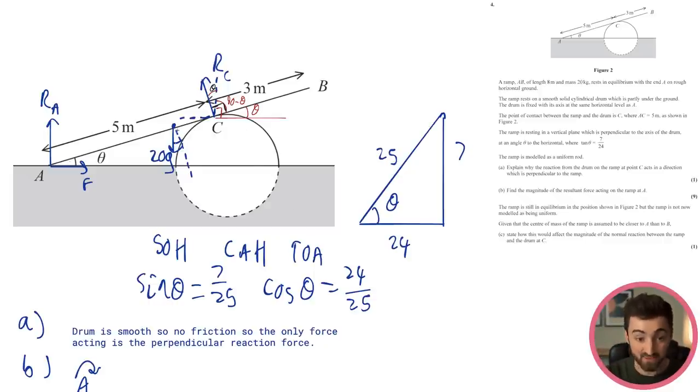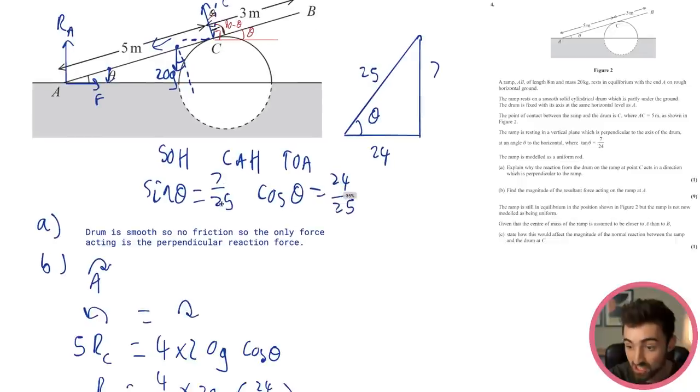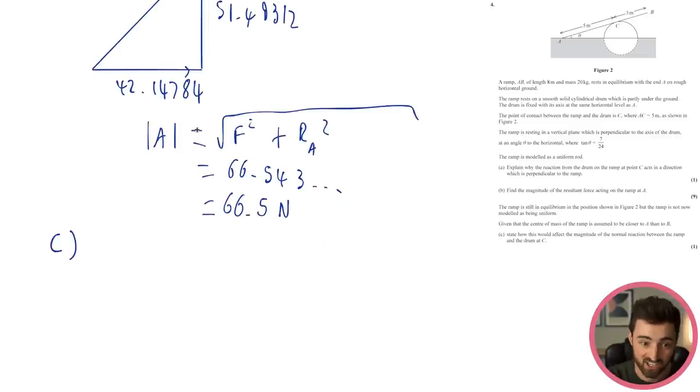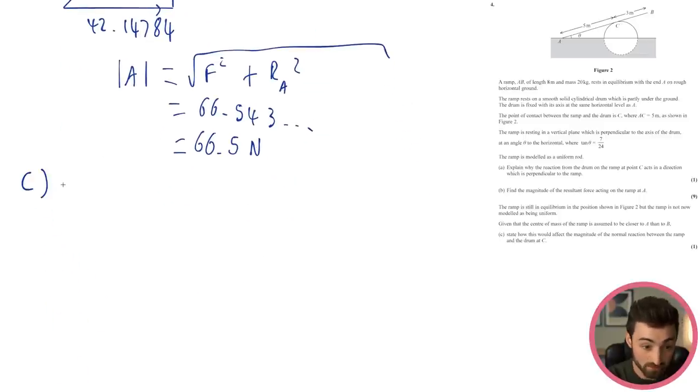So if I take this force, which is currently quite close to the drum, send it down here so it's going nearer to A, then the reaction at A is going to increase, and the reaction at C is going to decrease because it's not actually feeling that force as much. So it says, state how this would affect the magnitude of the normal reaction, which is that reaction at C. So I would just say the normal reaction at C would decrease, essentially. And that's just 1 mark there, so I don't think I need much explanation.